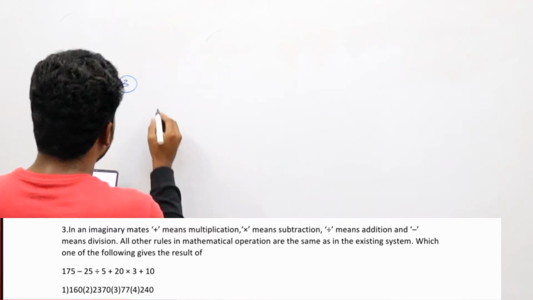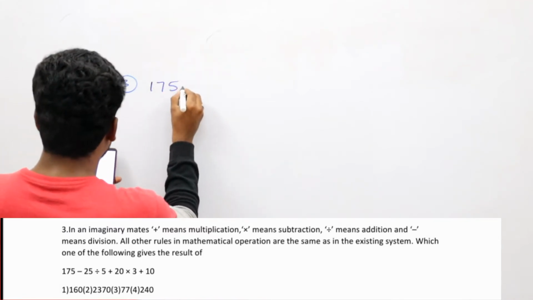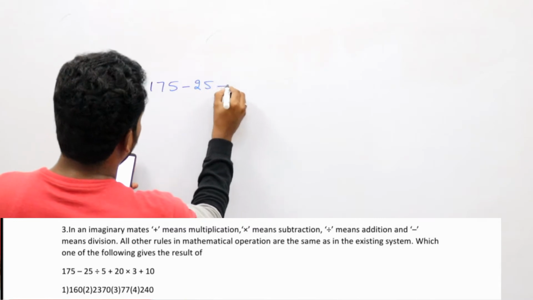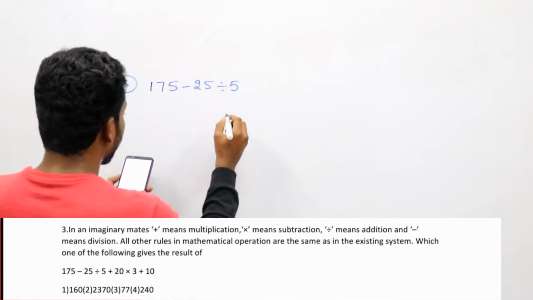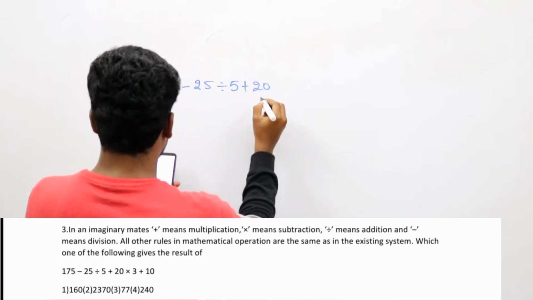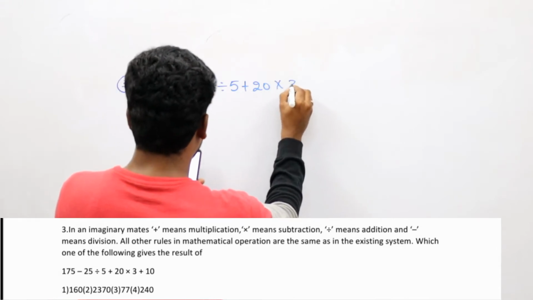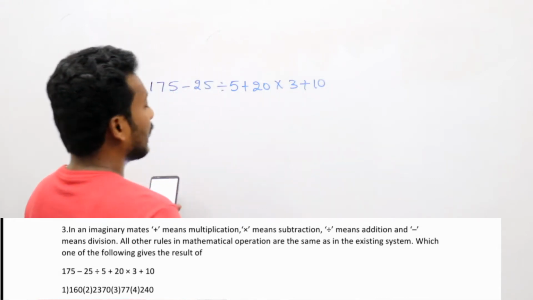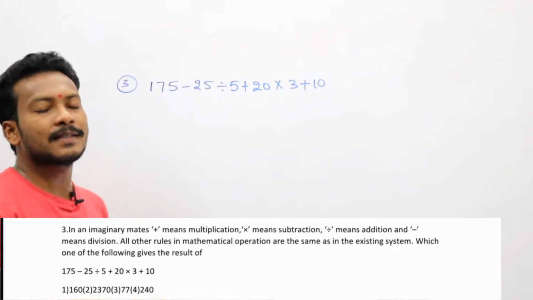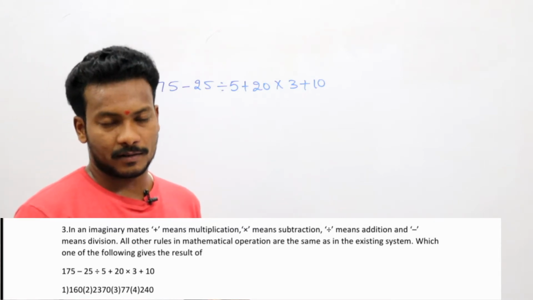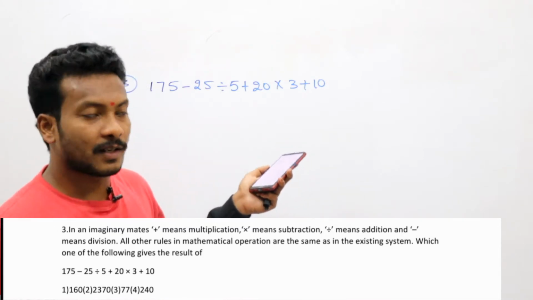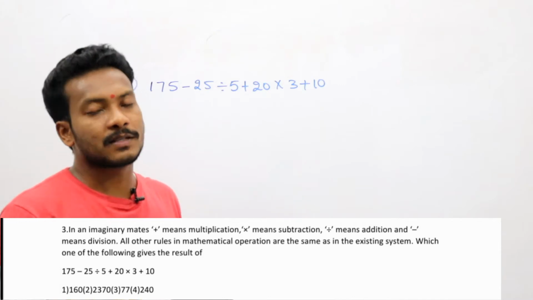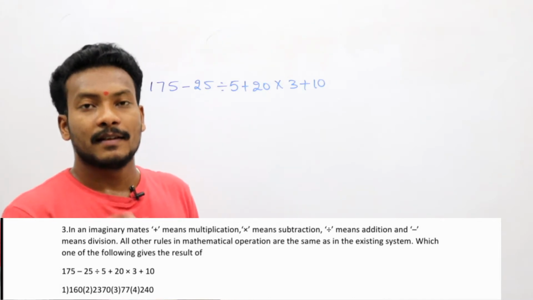Okay, what is the question? It is 175 minus 25 divided by 5 plus 20 and then into 3 plus 10. Directly only the question is there, that is called a simplification. Now instruction is also there, that's why we are considering it as a substitution.